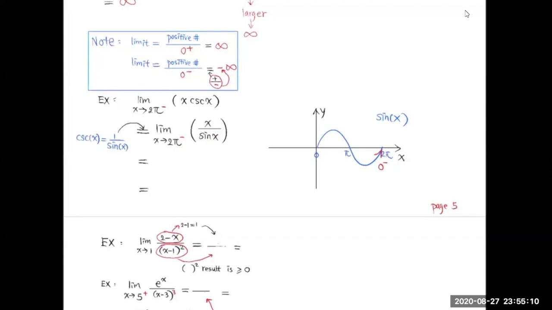What about sine of x? Well, this is sine of x from 0 to 2 pi. x is approaching 2 pi from the left side. And you see if we go along the curve, sine x is going to approach 0, but it's going to be below the x-axis. So the function value is going to stay negative. So sine x is going to approach 0, but it stays negative. So numerator goes to 2 pi, denominator goes to 0, but stays negative. Positive divided by negative is negative. Therefore, this goes to negative infinity.